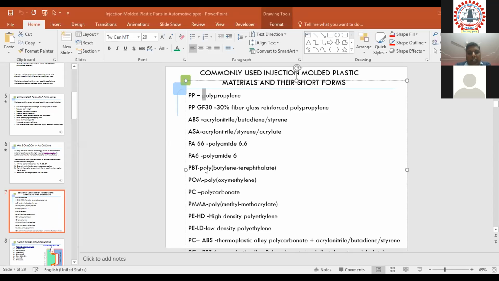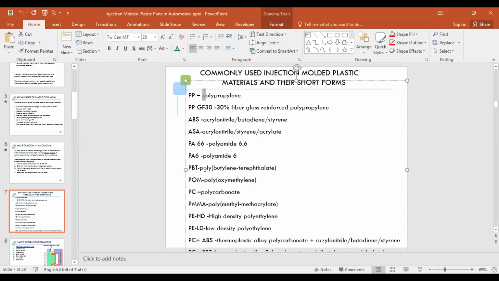PBT is a very hard material and it's very critical for processing also. So this is also used where high hardness of material is required. In that case, we use PBT. POM is basically used where motion or some movement is expected in the part, like a hinge or something, where lubrication is expected from the material.